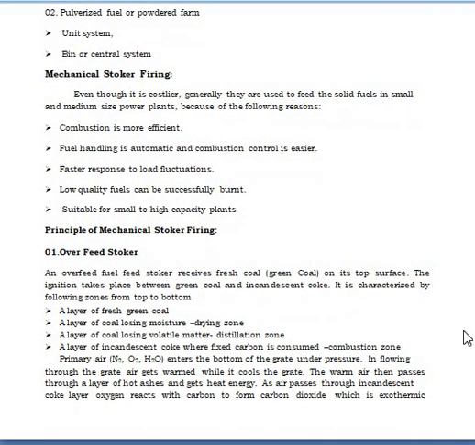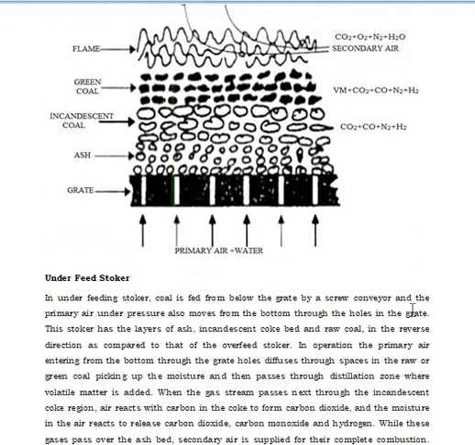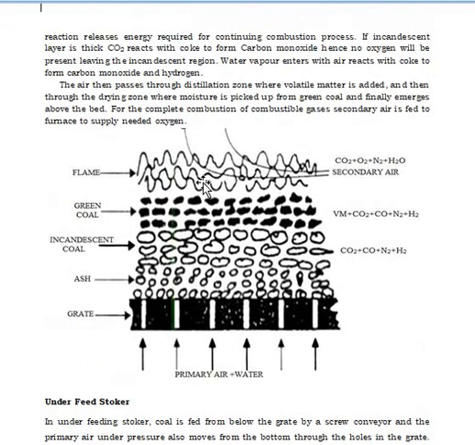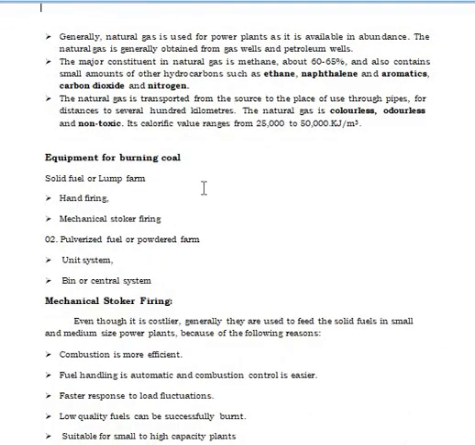Principle of mechanical stoker firing. Here there are two types of stoker firing, overfeed and underfeed. First of all, we'll discuss overfeed stokers. An overfeed stoker receives fresh coal, that is green coal, on its top surface. You all can see in the sketch in this figure, on the top.